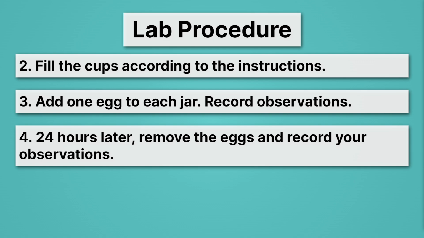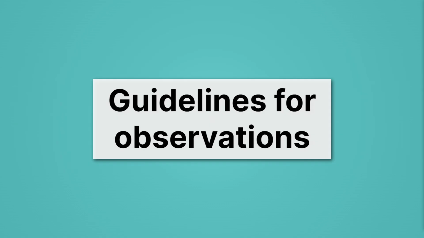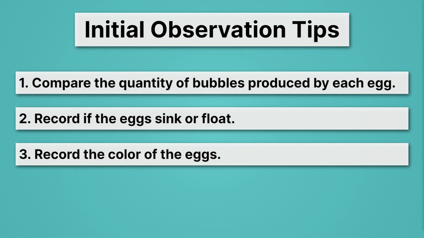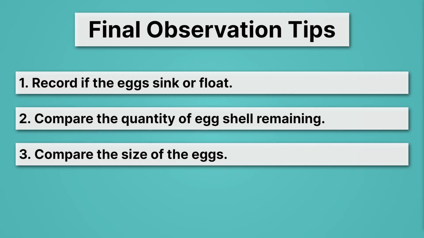Now you might be wondering, what observations are we going to be making? Well, here are some guidelines for your observations. First of all, compare the quantity of bubbles produced by each egg. This is your initial observation tips. Also record if the egg sinks or floats, and lastly, record the color of the eggs. Then, 24 hours later, you're going to make your final observations, and once again, you'll record if the egg sinks or floats. You'll compare the quantity of eggshell remaining, so that's going to be a new type of observation, and you'll compare the size of the eggs.